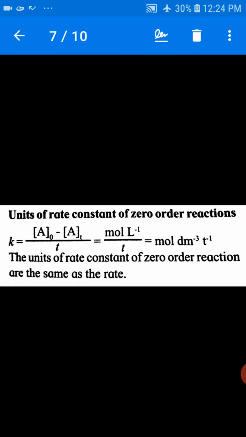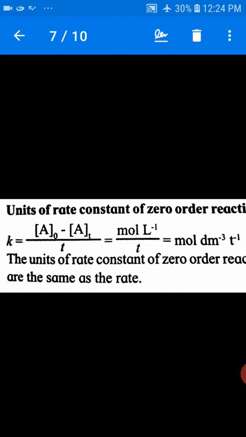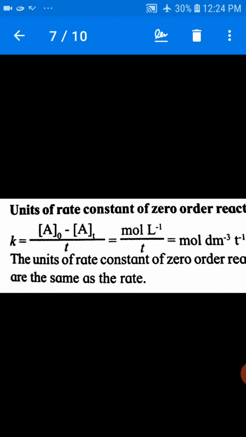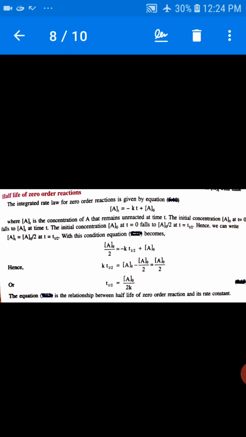Units of rate constant of zero order reactions. What are the units for the zero order reactions of the rate constants? K equal to (A0 minus At) upon t, which has the units, that is mole per liter upon time, which is equal to mole per dm cube per time. The units of rate constant of zero order reaction are the same as the rate.